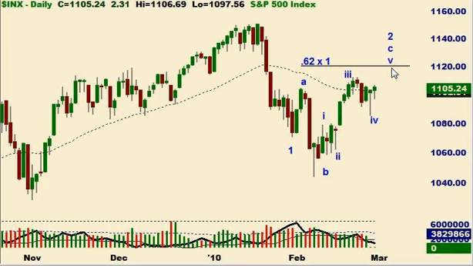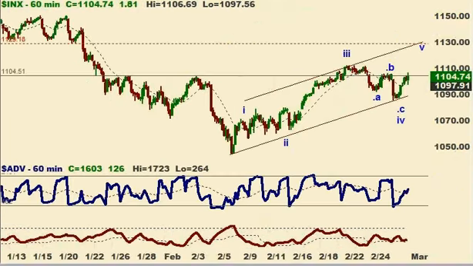If it's a corrective decline and we're going to see new highs, the decline is going to be more choppy and less impulsive to the downside. And obviously, it needs to hold above that low down towards 1040.